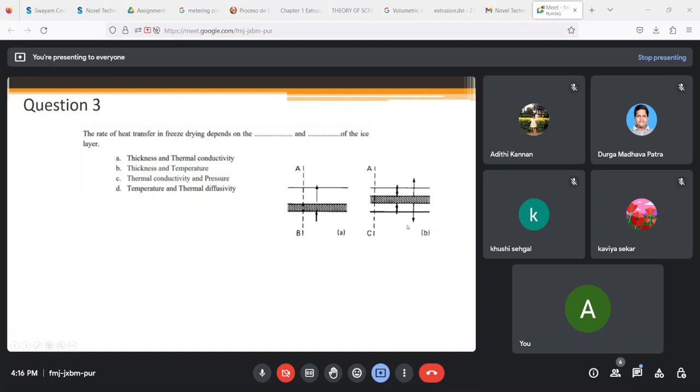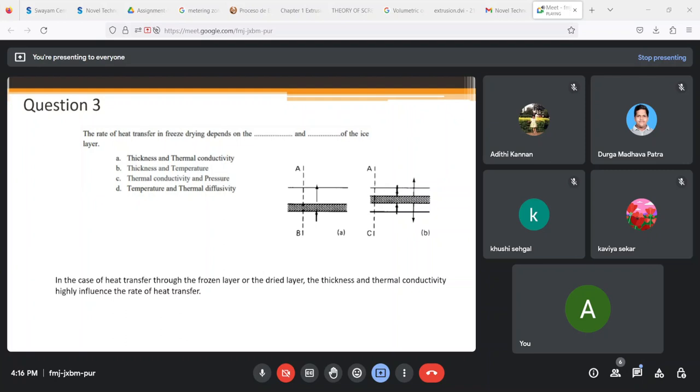So in both the cases where you're transferring heat through the frozen layer or the dried layer, it is the thickness and the thermal conductivity of the food that's most important. In case of microwave generation, it's a completely different principle. So you do not require thermal conductivity or the thickness coming into picture.